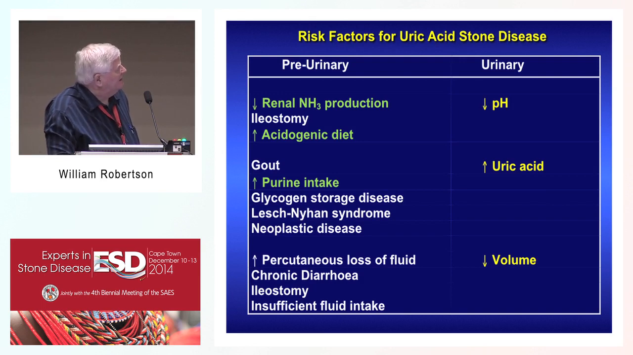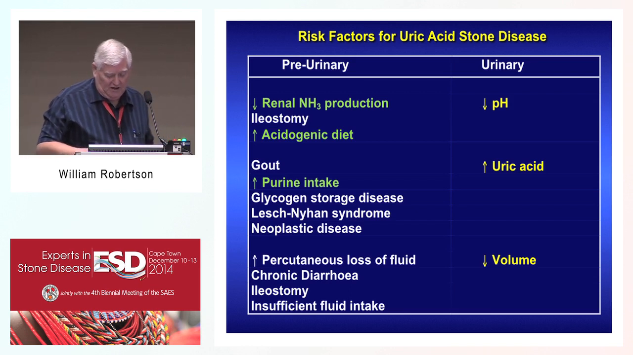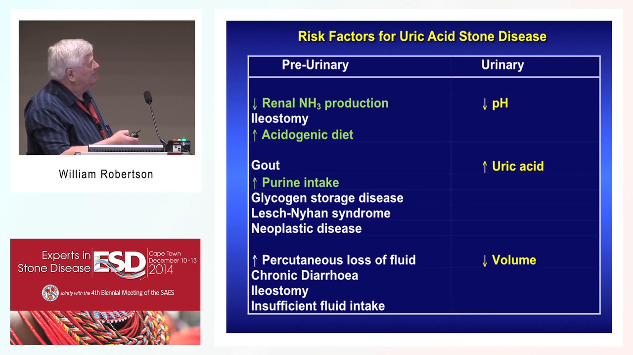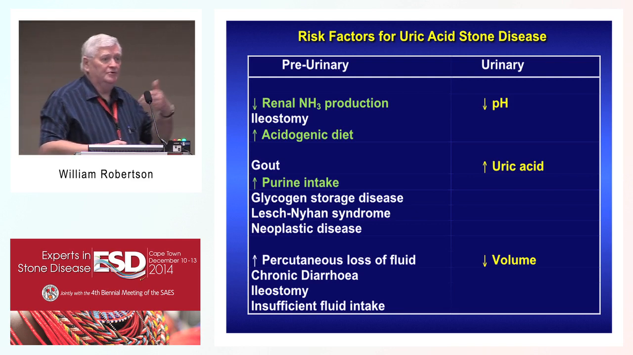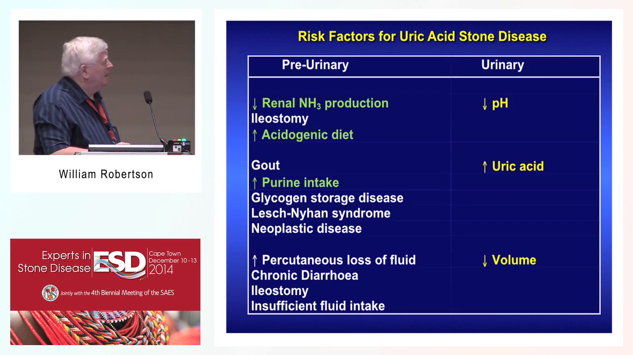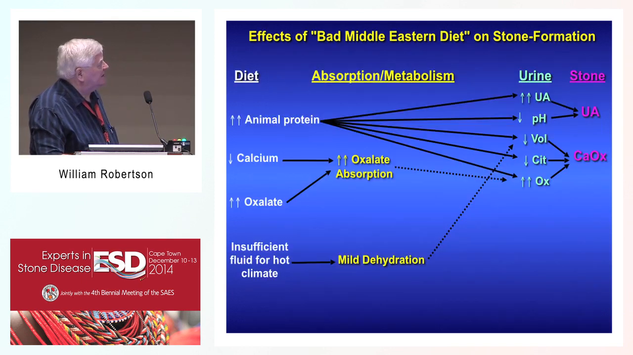Coming back to the risk factors again for forming uric acid stones, there are various possible factors. The high acidity may be due to either the acidogenic diet, or it may be due to, for example, poor buffering of hydrogen ion excretion in the kidney. And the high uric acid excretion, as I've just shown, will be due to the high purine intake.